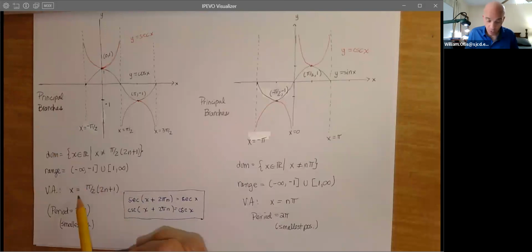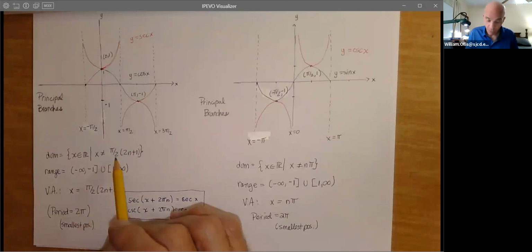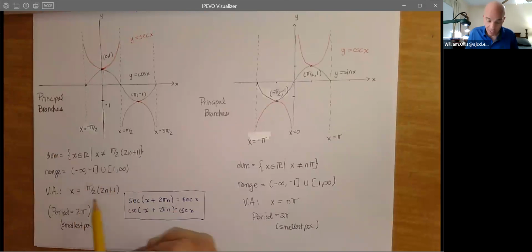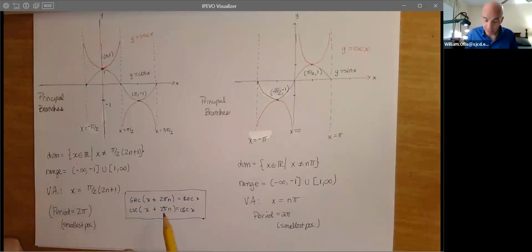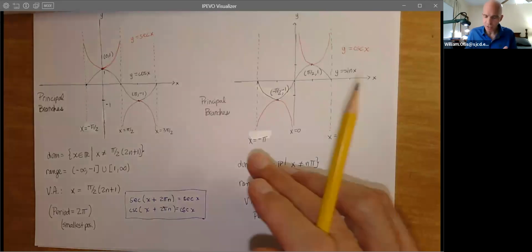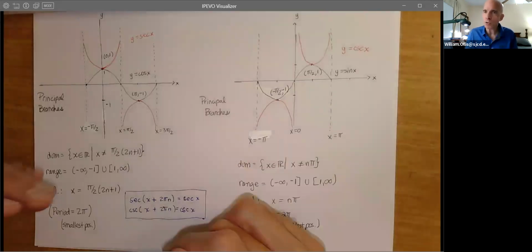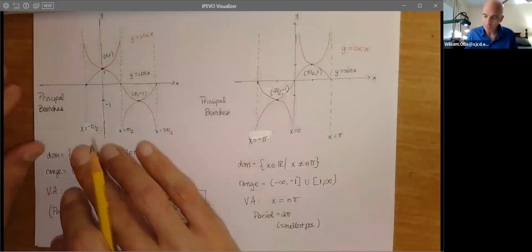And then of course the vertical asymptotes will just be based upon how we've written the domain. So we get these vertical lines, x equals odd multiples of pi over two. What I've done here, I've kind of let the cat out of the bag. We get the same periodic nature for secant and cosecant that we have for sine and cosine. So there's no improvement in this case. It's not to say that it's a bad thing, it's just there's no way to make it smaller like we had with the tangent and cotangent.